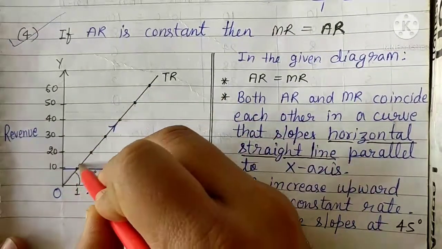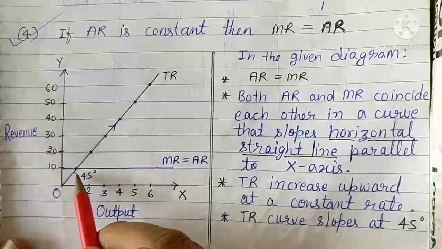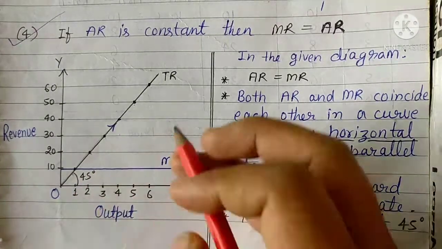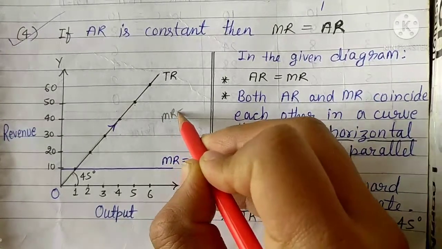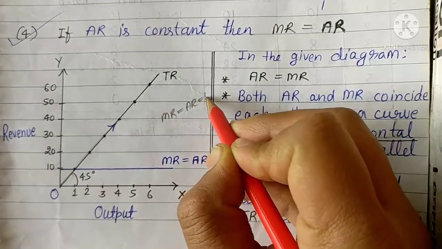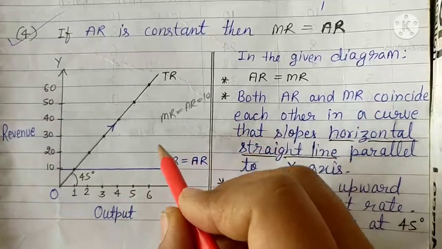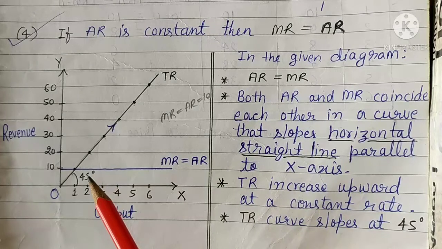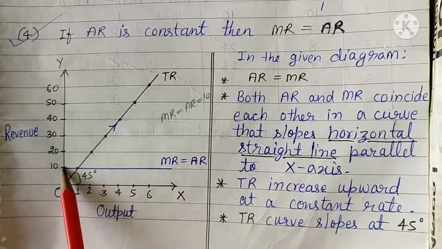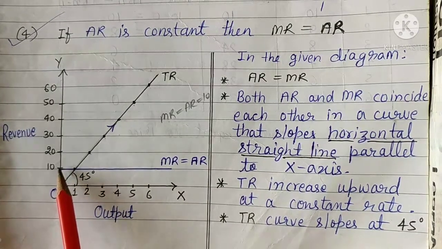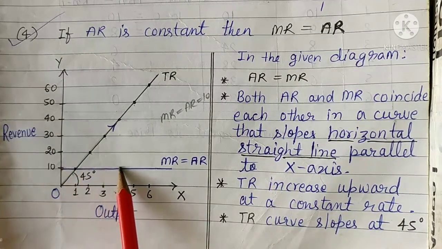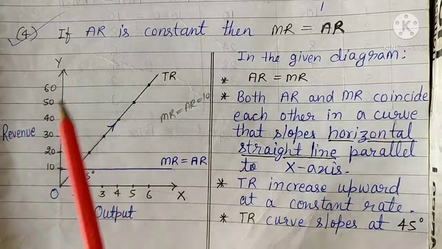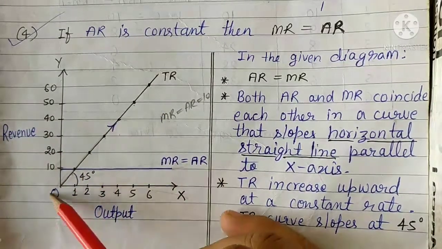By joining these points we get this TR curve, which is just like a 45 degree angle. And our MR is how much? 10, which is equal to AR, that is 10 only. These both are constant, 10, 10, 10, 10, every time 10, the price of the pen. So MR and AR both start from this 10 point, and go like a line parallel to the x-axis. This diagram is showing AR, MR and TR.